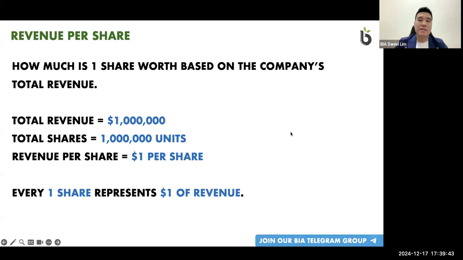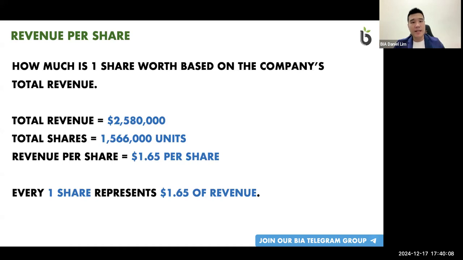So what this tells us, whenever we say revenue per share, means every one share represents $1 of revenue. So whenever people say revenue per share is $3, revenue per share is $5, it just means, let's say it's $5, every one share represents $5 of revenue. So this is essentially what revenue per share means.